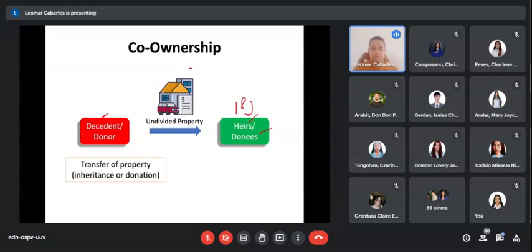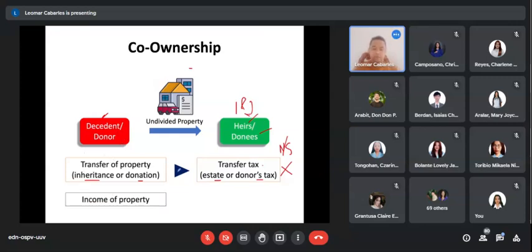So the transfer of property through inheritance or donation, yung transfer, subject yan to estate and donor's tax. Pero notice, hindi natin to i-discuss ngayon kasi next semester natin yan itatakil. Ibang subject na ito. So, what we are concerned in this topic is not the transfer transaction ng property, but the income dun sa property na yon. Ito yung topic natin.